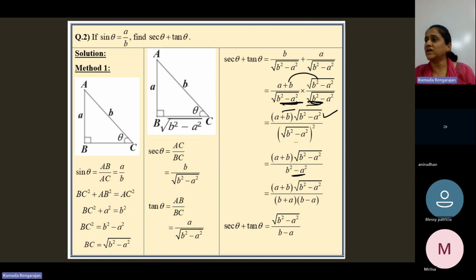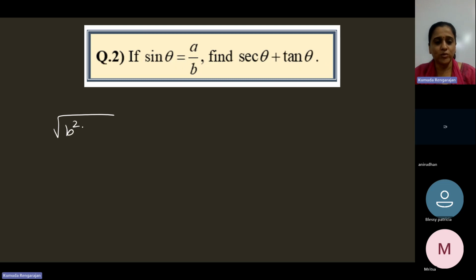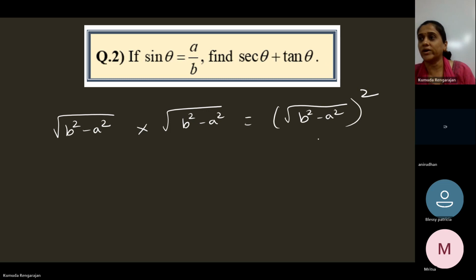So in the next step, the square root is eliminated and it becomes B square minus A square. Now, I just want to make it clear. See, we have root of B square minus A square. Multiply this with itself. So this is nothing but root of B square minus A square, the whole square. The square root and the square cancel out and we have B square minus A square.